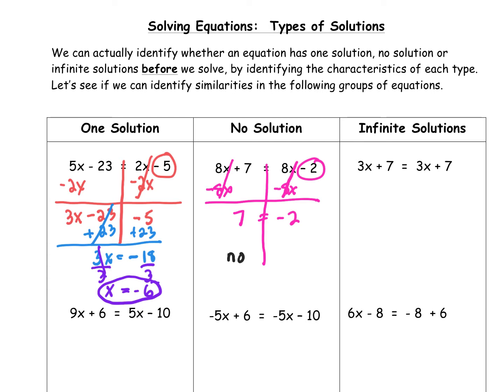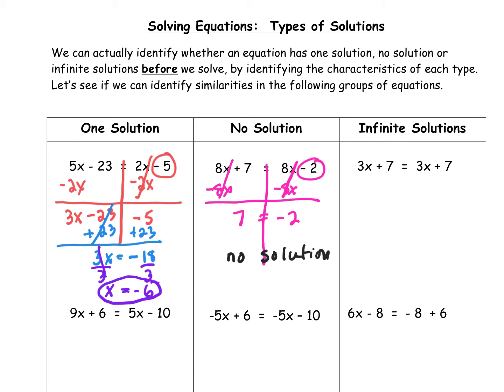There's no solution. There's no value for x that we can substitute in that's ever going to make this equation true. For instance, if I took 8 times 2 and added 7 to it, it would be different than 8 times 2 minus 2. So there's no way we can ever find a value of x that will make this equation true. Our next situation says infinite, and they sometimes say infinitely many. It means any number will solve this.